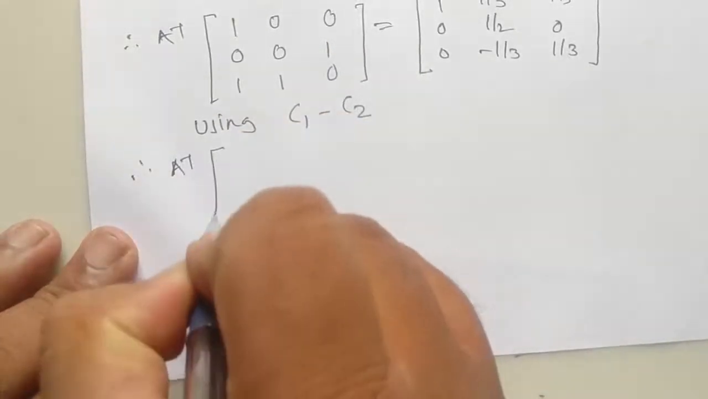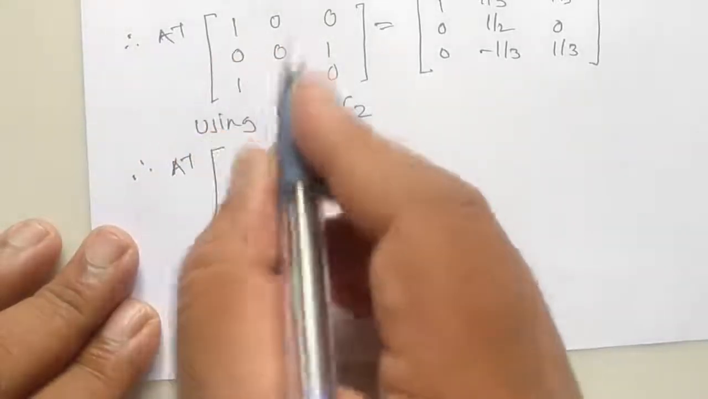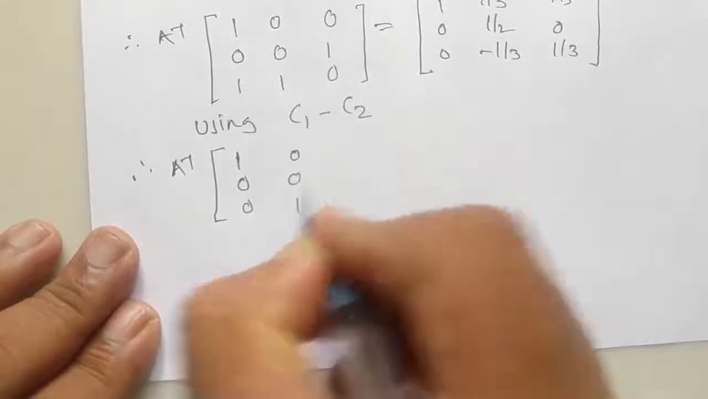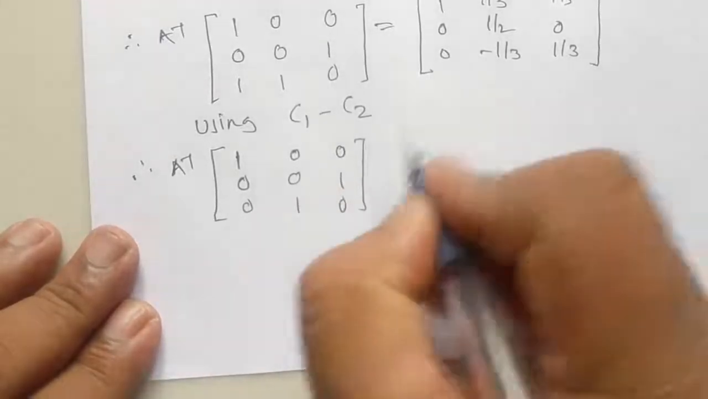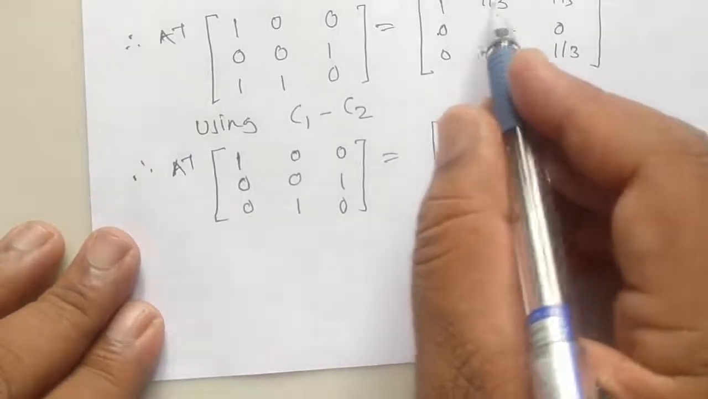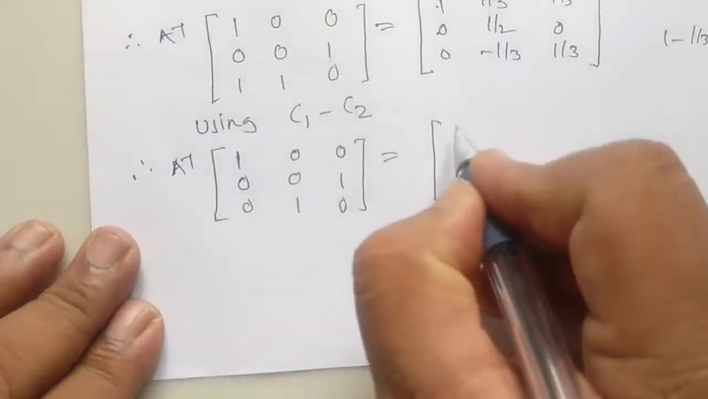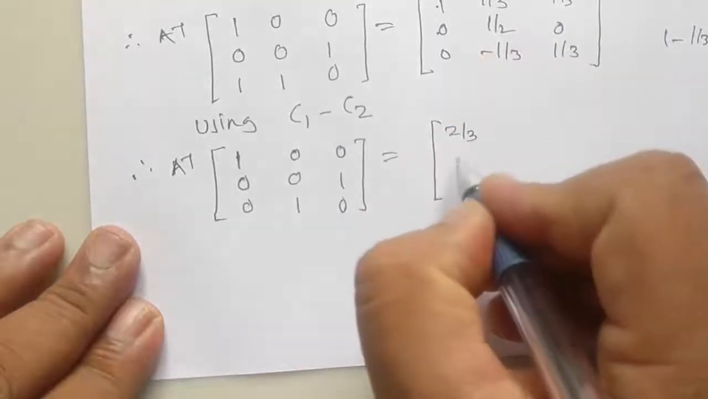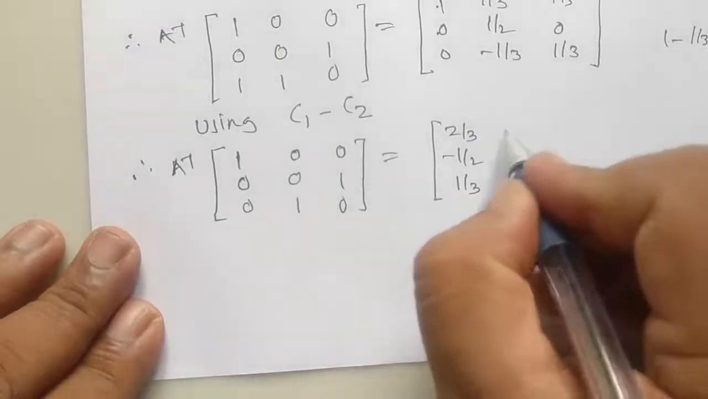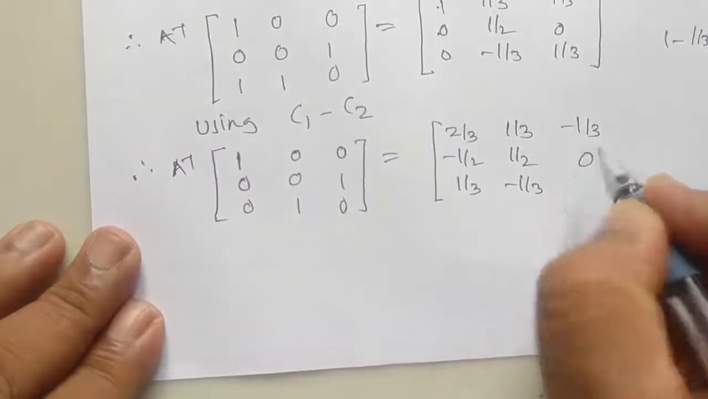Therefore, A inverse, now subtracting this: 1 minus 0 is 1, 0 is 0, 0, 0, 1, 0, 1, 0. Subtracting C1 from C3, that is 1 minus 1/3, it is 2/3. 0 minus 1/2 is minus 1/2. 0 minus minus plus 1/3, 1/3, 1/2 minus 1/3, minus 1/3, 0, 1/3.